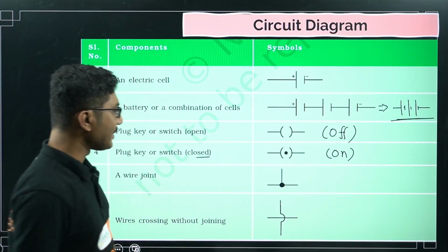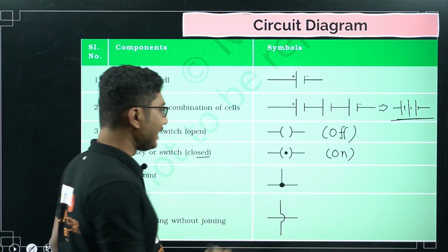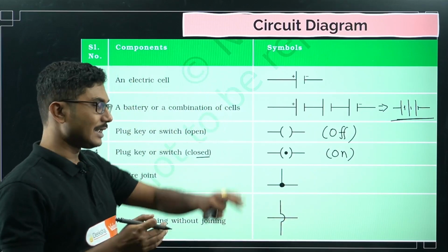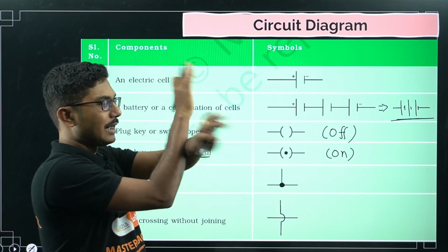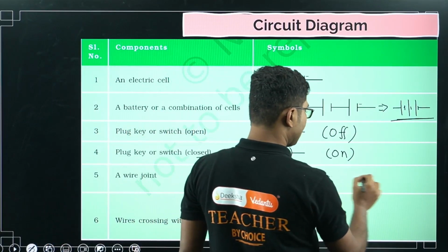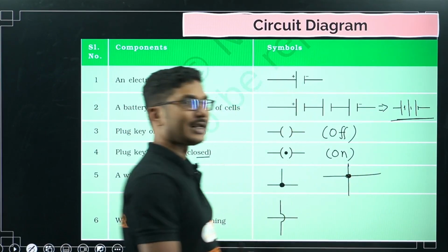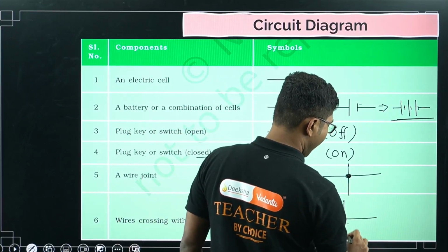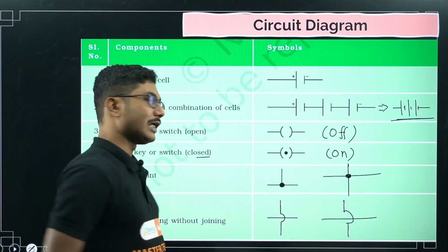Okay, cross wire. Basically this means even though the lines are going across, they are not connected, they are excluded from each other. If this is the line, this is the line, they are not connected, they have a gap in between. But if they are connected together, suppose this is the line, this is the line, and they are connected, then this is the symbol for they are connected. And if they are not connected, then you have to draw it like this. This is the way to show that they are not connected.